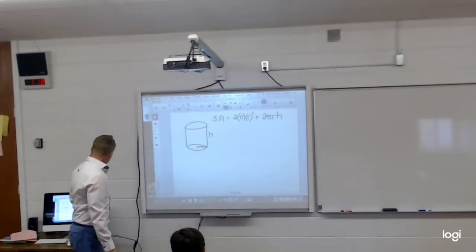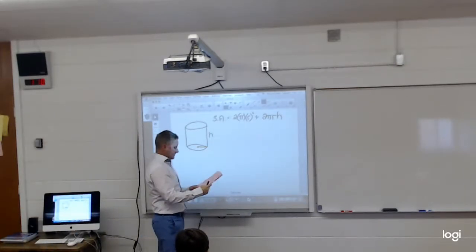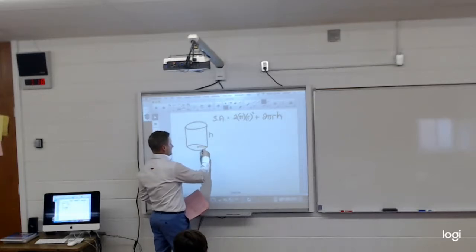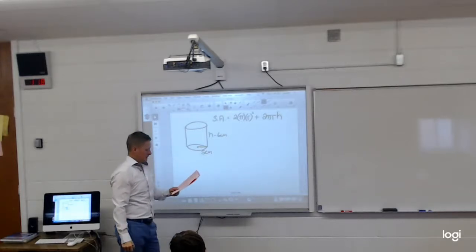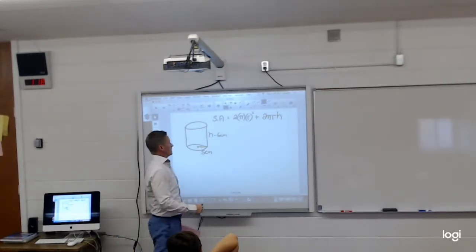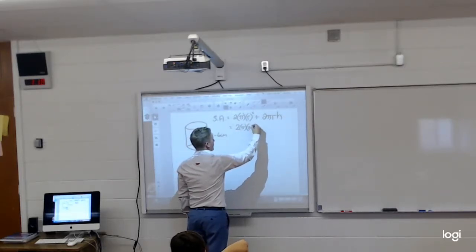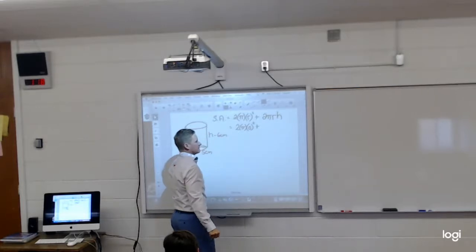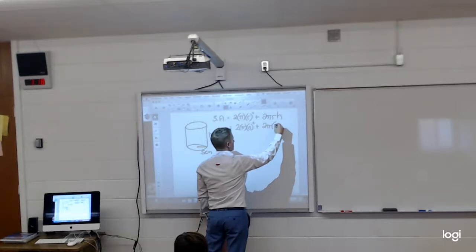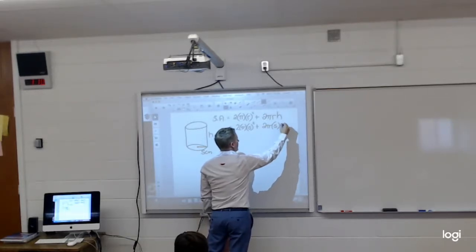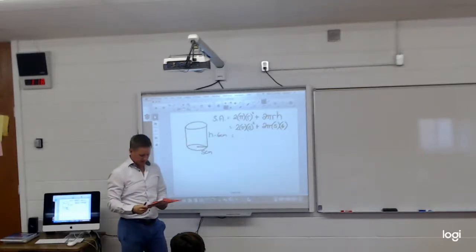If we look at this, it gives us 5 centimeters as my radius and my height is 6 centimeters. So the area of the two circular ends would be 2 pi 5 squared, plus 2 pi r h, not r squared: my radius, which is 5, and my height, which is 6. Okay, so punch that into your calculators.